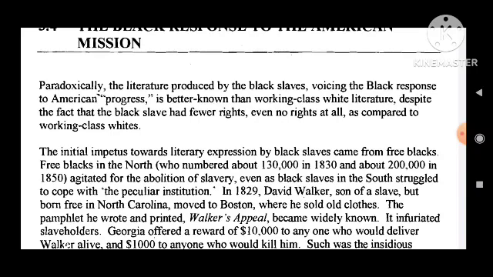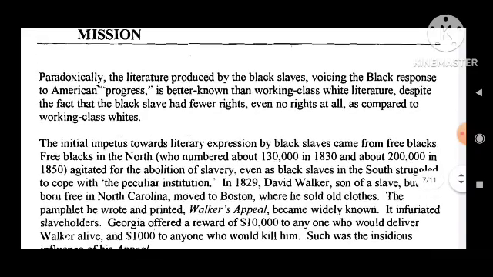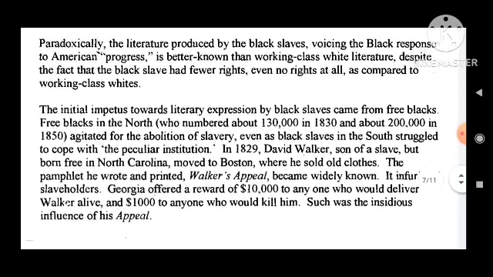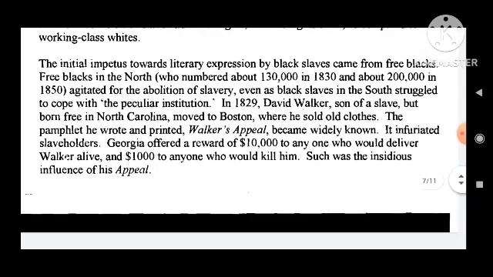So white people, whatever they wrote, the writings of white people were considered legitimate. The initial impetus towards literary expression by black slaves came from free blacks in the North, who numbered about 130,000 in 1830 and about 200,000 in 1850. They agitated for the abolition of slavery, even as black slaves in the South struggled to cope with the peculiar institution.